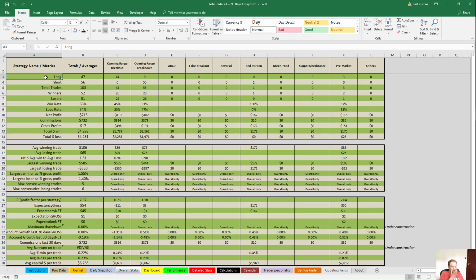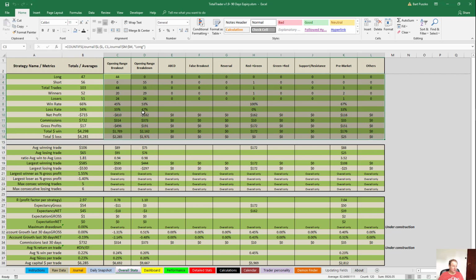get as a trader. You've got your number of trades, long and short, your total trades, your winners, your losers, your win rate as a percentage, loss rate, your net profit, your commissions, your gross profit, your total dollars won and total dollars lost, and then the breakdown for each of those per specific strategy.